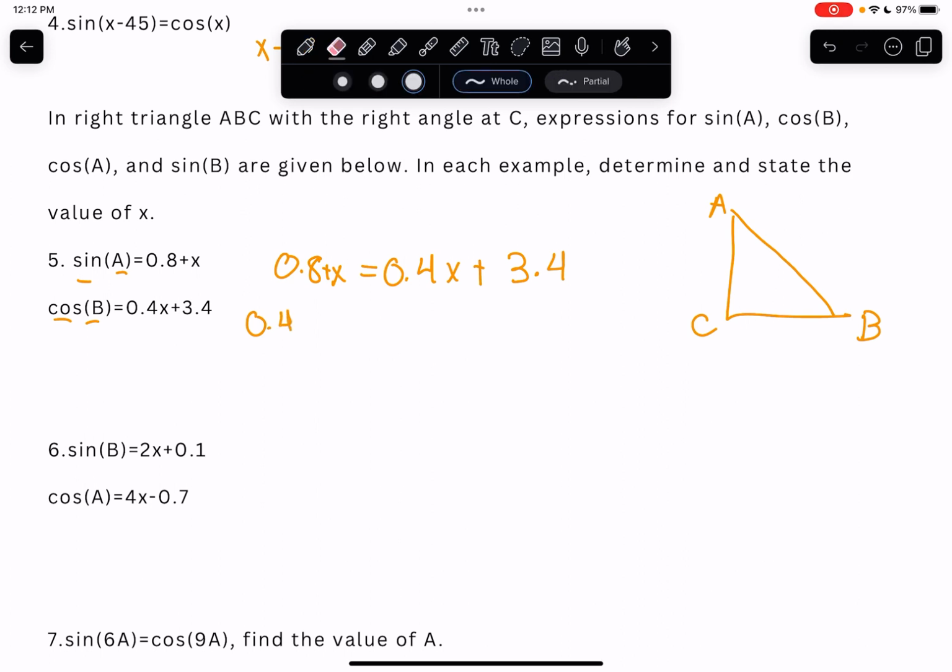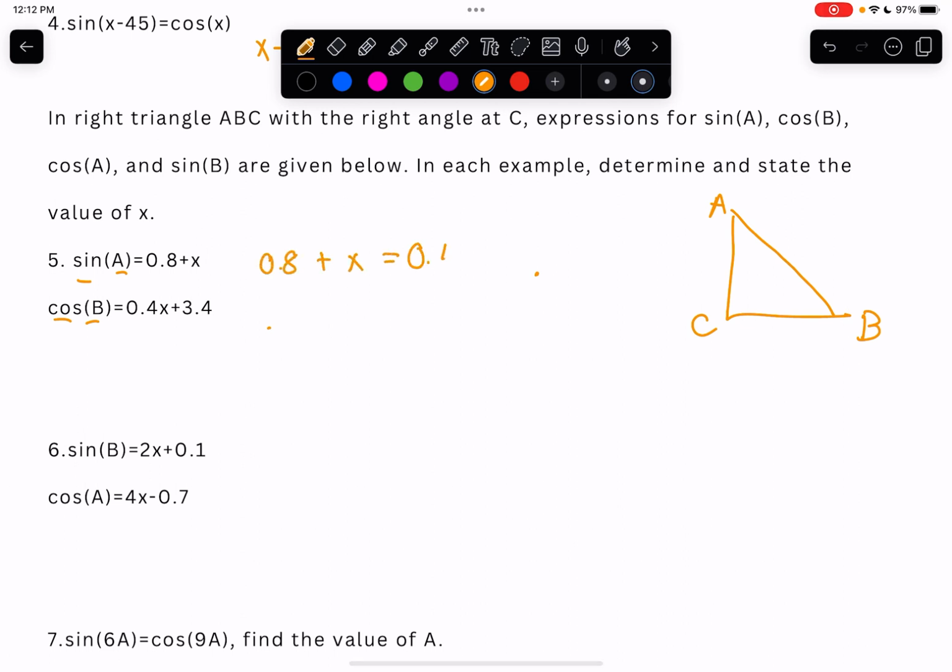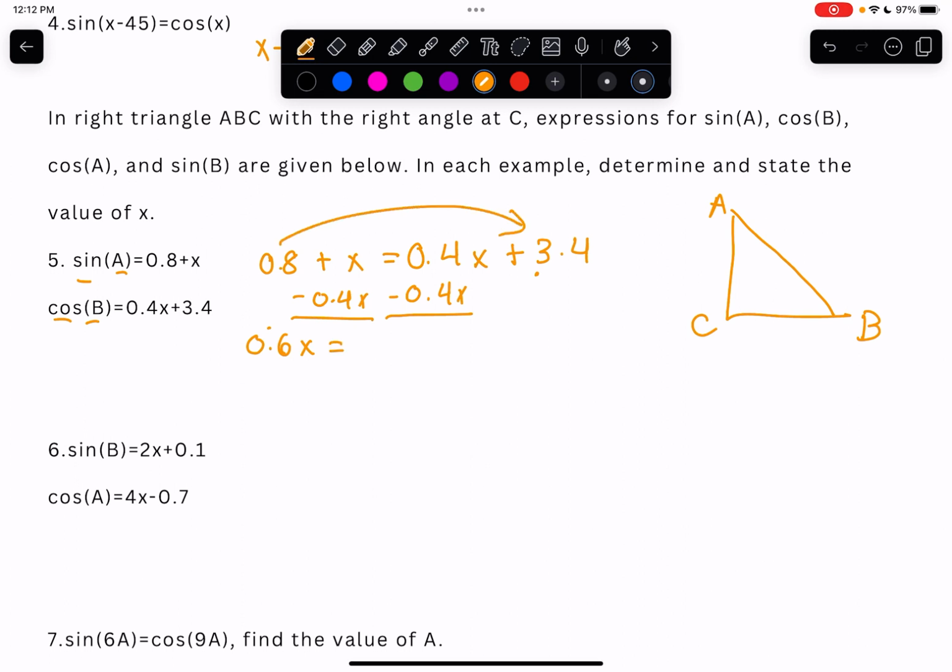Oops, hold on. Let me rewrite this neater. 0.8 plus x equals 0.4x plus 3.4. If I move 0.4x over, I have 0.6x. If I move the 0.8 over by doing 3.4 minus 0.8, I get 2.6. And then I divide by 0.6. I get x equals 4.3 repeating.